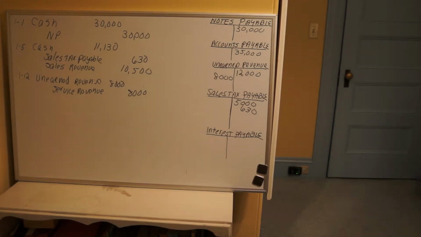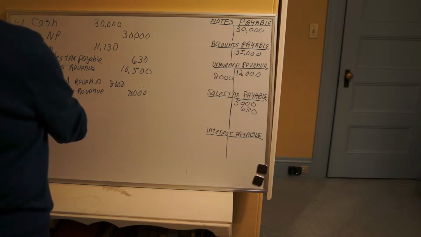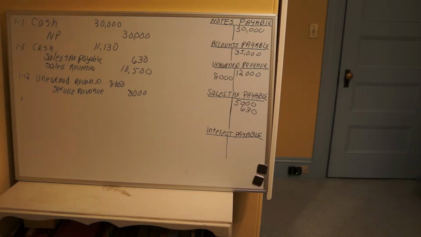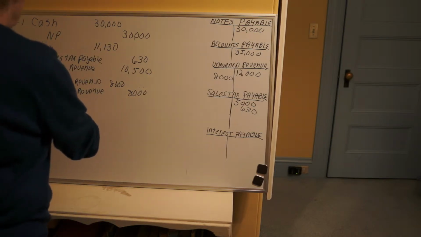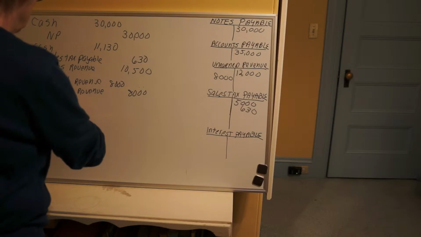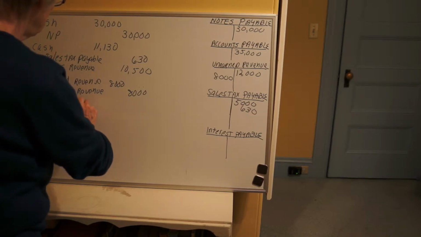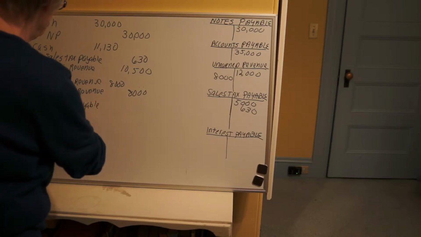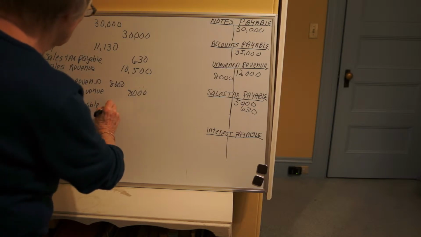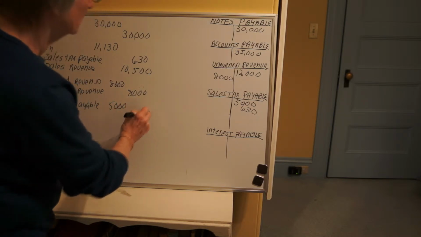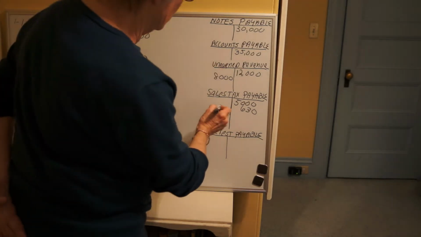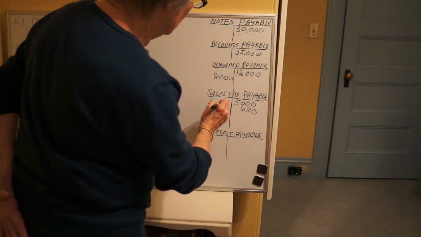Then we paid the sales tax for December of $5,000. So on the 14th, we would reduce our sales tax payable because we've just paid it, and we would write a check for $5,000. Here's our sales tax payable, and we have reduced it, so we will debit it.